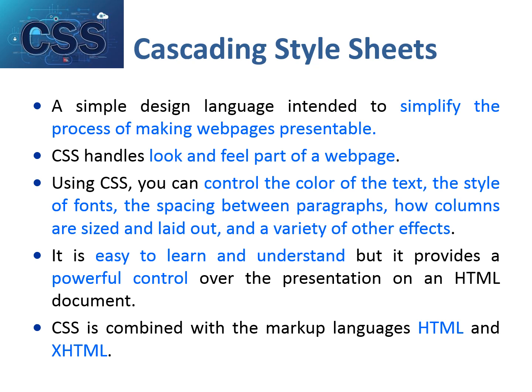Using CSS, you can control the color of the text, the style of fonts, the spacing between paragraphs, how columns are sized and laid out, and a variety of other effects. So using CSS, we can make a lot of style specifications, like changing the color. Then we can specify the style of font, we can set the spacing between paragraphs, and so on.